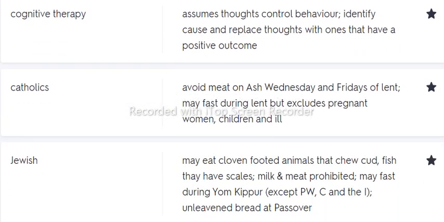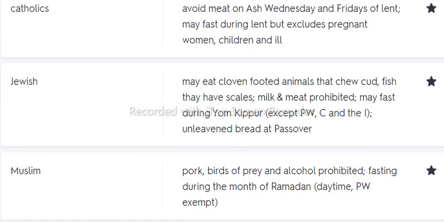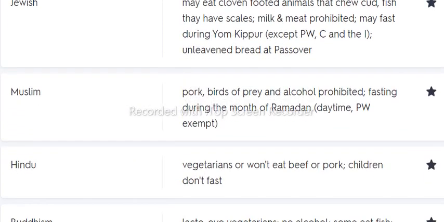Catholics avoid meat on Ash Wednesday and Fridays of Lent, may fast during Lent but excludes pregnant women, children, and ill. Jewish may eat cloven-footed animals that chew cud, and fish with scales; milk and meat prohibited, may fast during Yom Kippur, unleavened bread at Passover. Muslim: pork, birds of prey, and alcohol prohibited, fasting during the month of Ramadan.